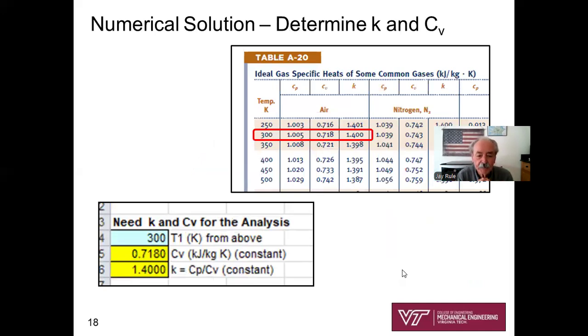Okay, then where are we going to go from there? We've got to go to the table. I had a mental lapse there for a second. What do we do next? We need a value for K for our isentropic relation, and we need a value for C sub V for our first law. So we'll go to table A-20 and evaluate our constant values at T1, 300 K. So we've got 0.718 kilojoules per kilogram degree K for C sub V, and 1.4 for K, C P over C V. All right, so we're going to write that down in our solution.